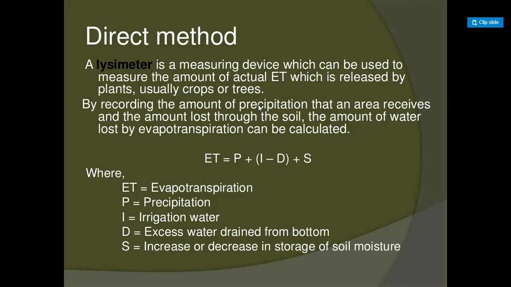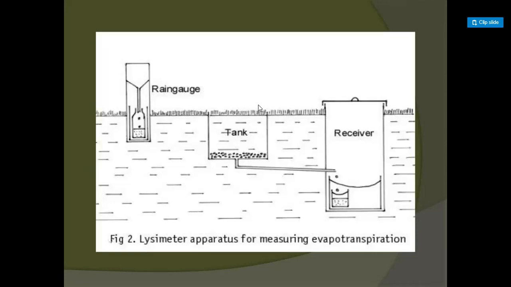ET is equal to P plus I minus D plus S, where ET is evapotranspiration, P is precipitation, I is irrigation water, D is excess water drained from the bottom, and S is the increase or decrease in storage of soil moisture. Guys, here is the list of the lysimeter apparatus for measuring evapotranspiration: rain gauge, tank, and receiver.